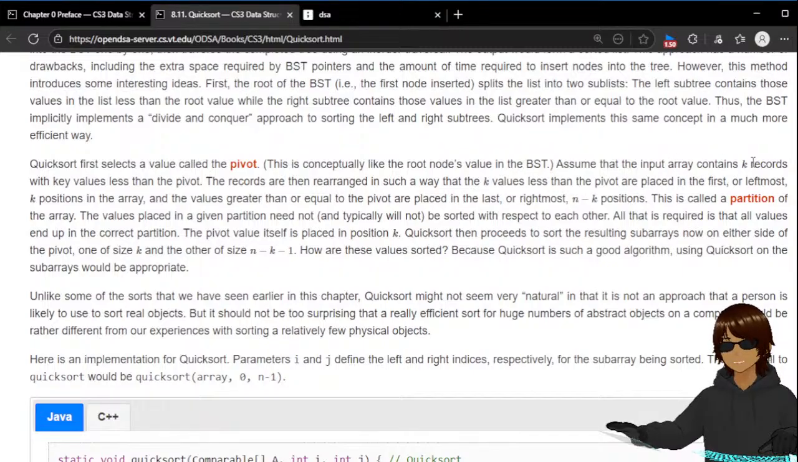Assume that the input array contains k records with key values less than the pivot. The records are then rearranged in such a way that the key values less than the pivot are placed in the first or leftmost k positions in the array. The values greater than or equal to the pivot are placed in the last or rightmost n minus k positions. This is called a partition of the array.